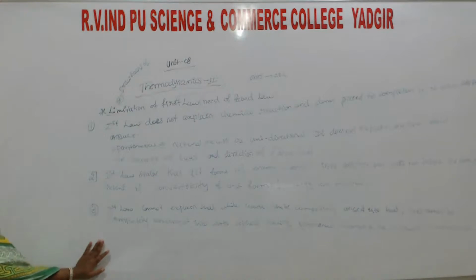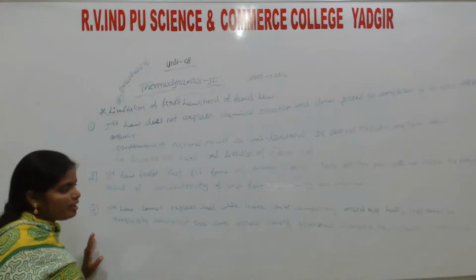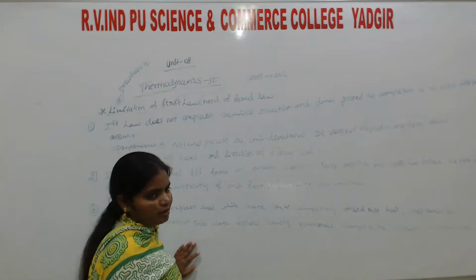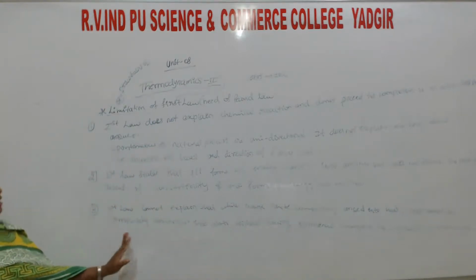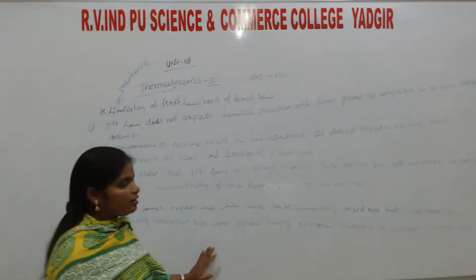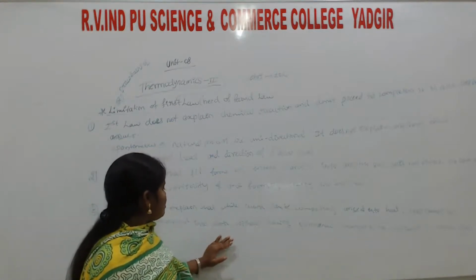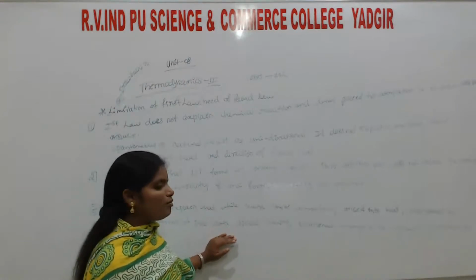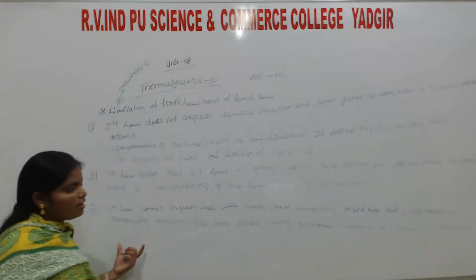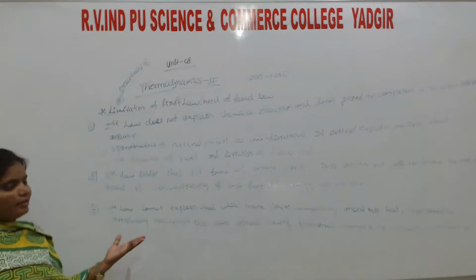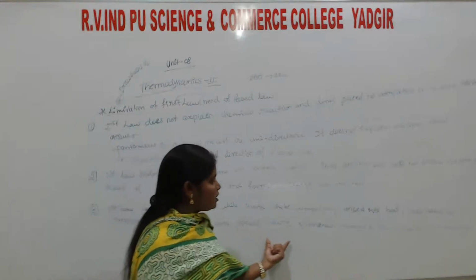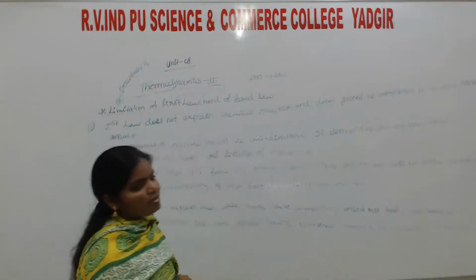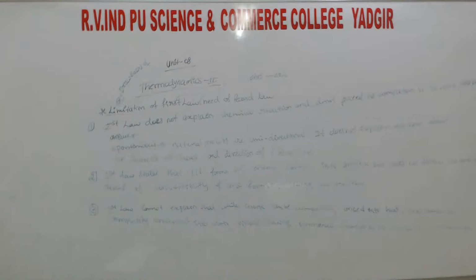The first law cannot explain that while work can be completely converted into heat, heat cannot be completely converted into work. Heat cannot be converted into work without leaving permanent changes in the system or surroundings. This is the third limitation.